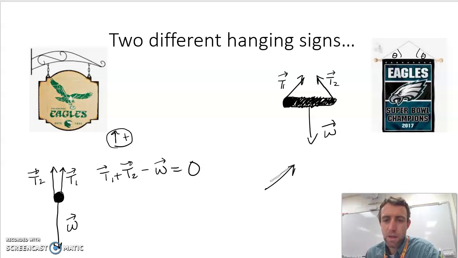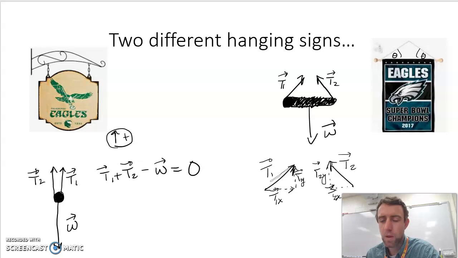If we have T1 right here, we know that T1 is made up of a horizontal component and a vertical component. So this would be T1y, and this would be T1x. And then this vector T2, same thing, would be made up of a horizontal component and a vertical component. This would be T2y, and this would be T2x. A little bit different here, but the same idea.